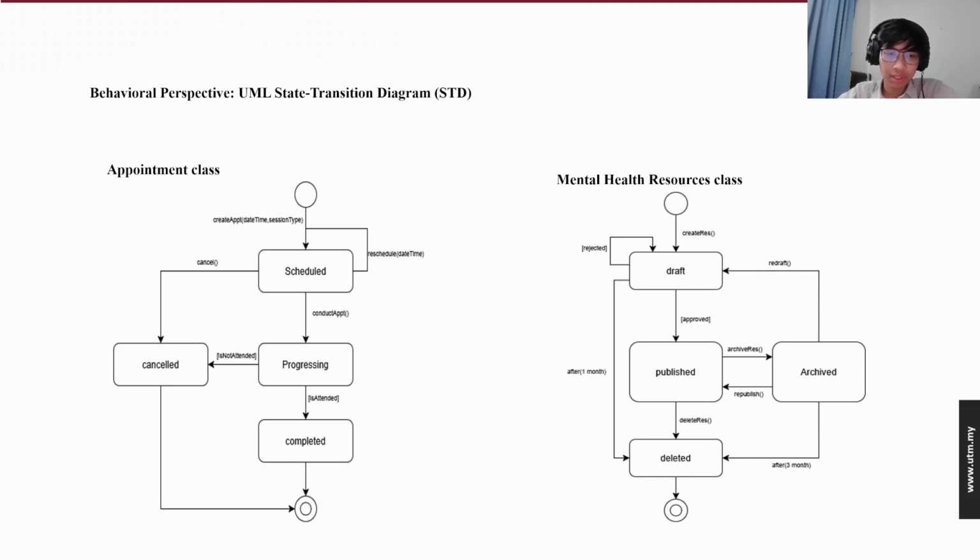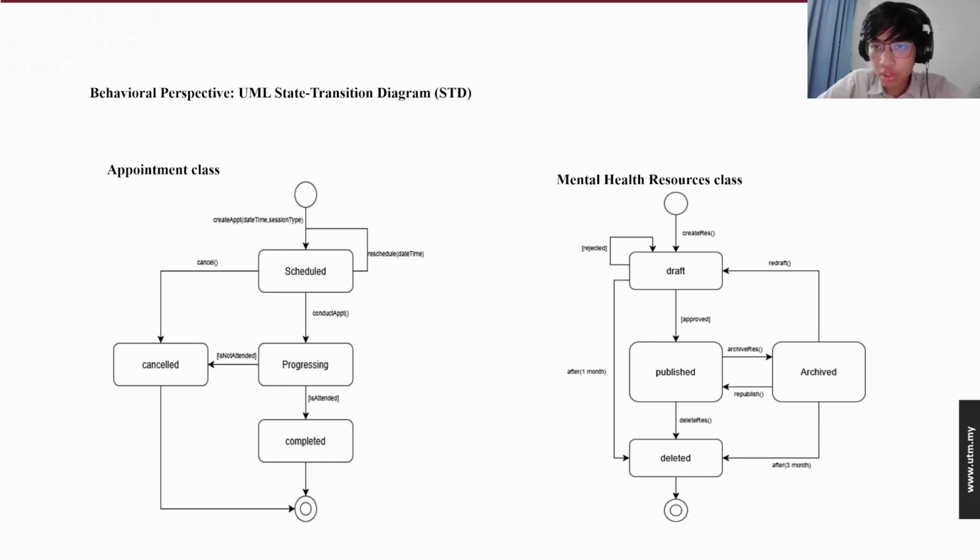In the progressing state, one of two conditions can happen. A student may attend it or not. If it is not attended, it changes into the cancelled state and finishes, or if it is attended, it transitions into the completed state, and after the completed state, the state transition finishes.